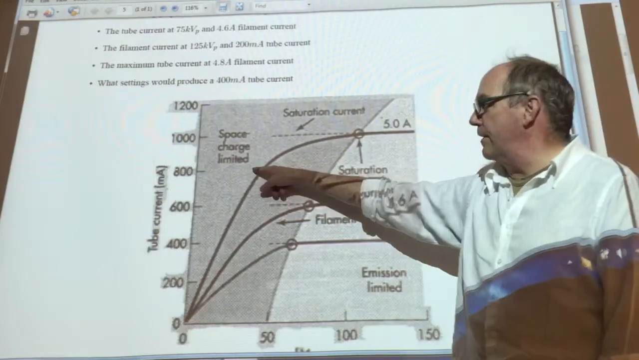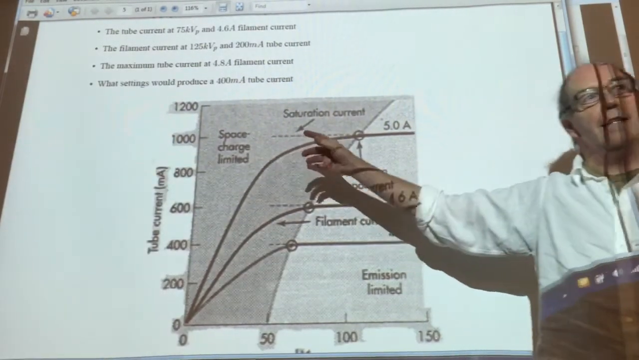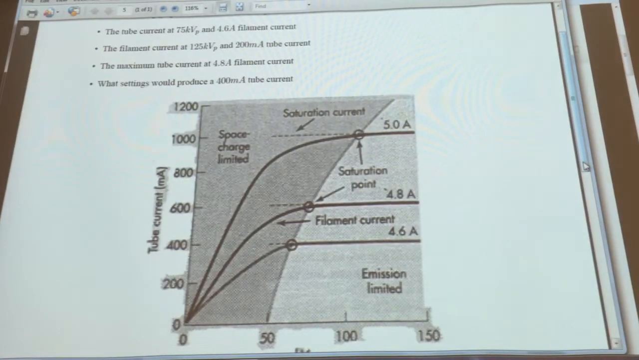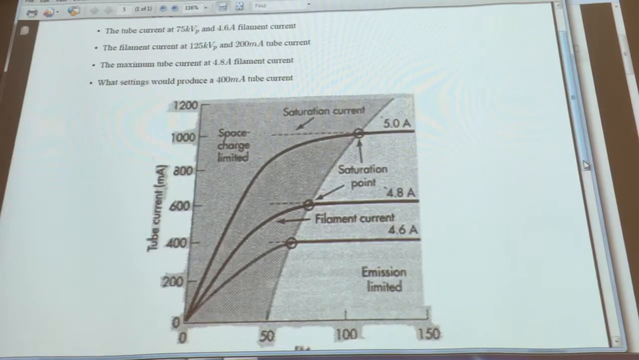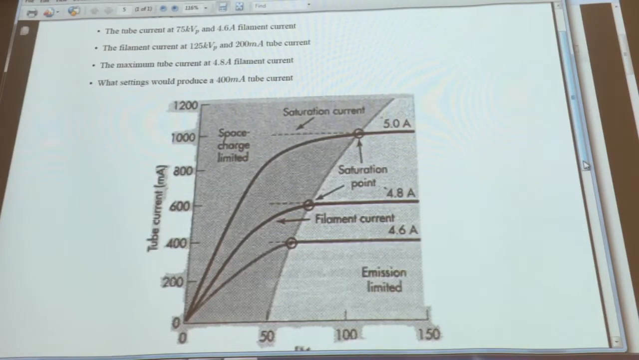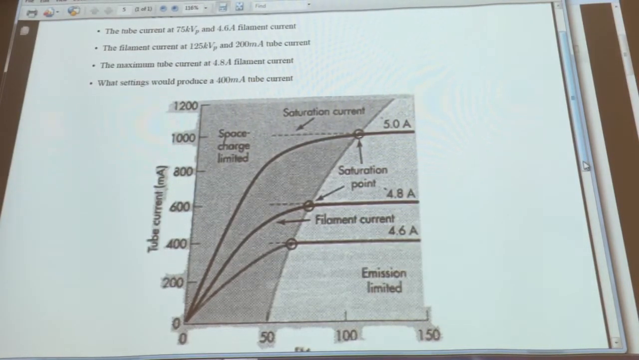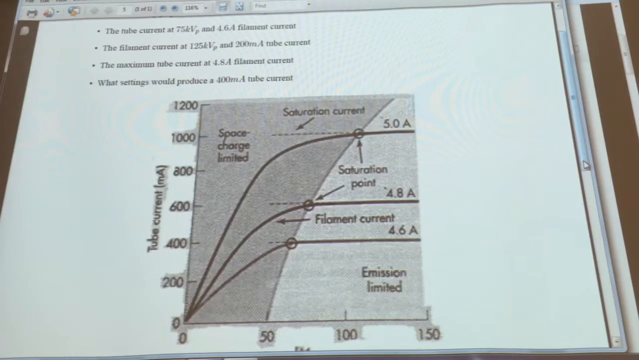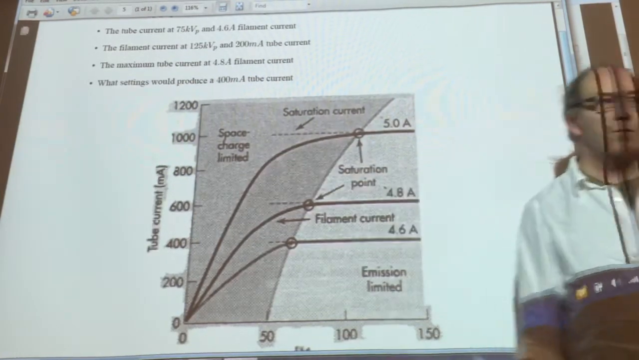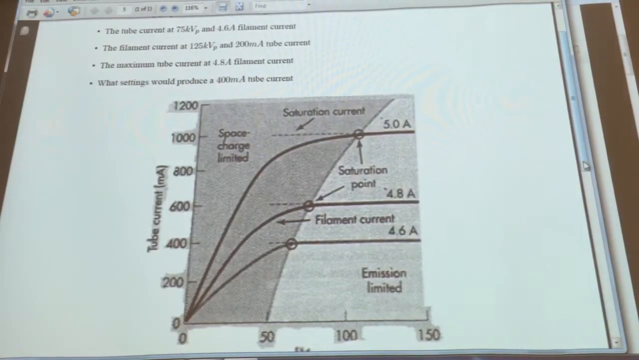If the electrons that have been emitted have not been accelerated, they build up a cloud of negative charge around the filament. And that negative charge around the filament prevents other electrons from getting off of the filament. Space charge reduces the tube current.